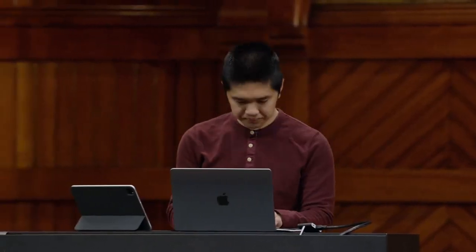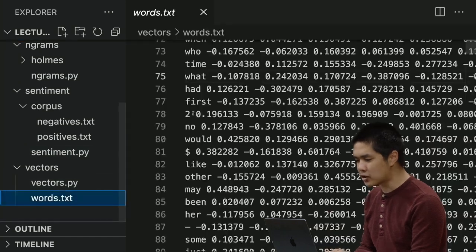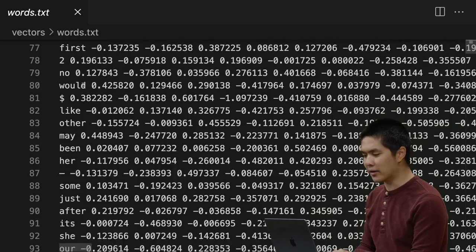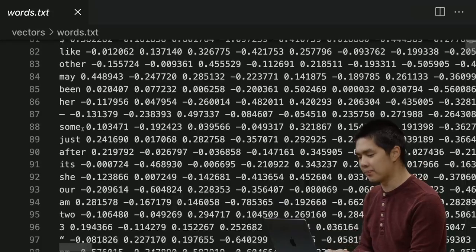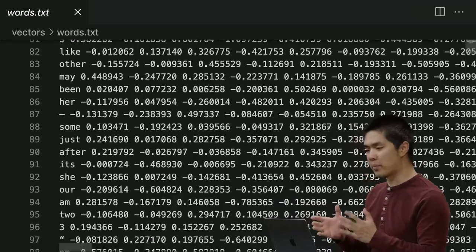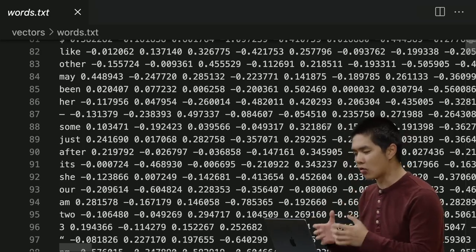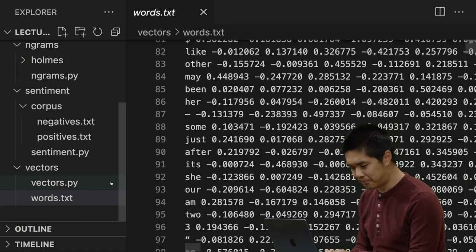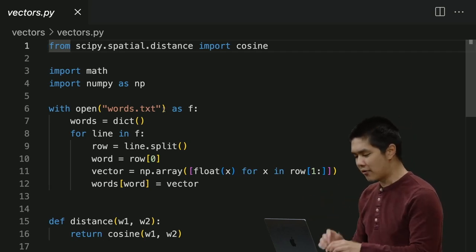So let's now take a look at what word2vec might look like in practice when implemented in code. What I have here inside of words.txt is a pre-trained model where each of these words has some vector representation trained by word2vec. Each of these words has some sequence of values representing its meaning, hopefully in such a way that similar words are represented by similar vectors. I also have this file vectors.py, which is going to open up the words and form them into a dictionary.